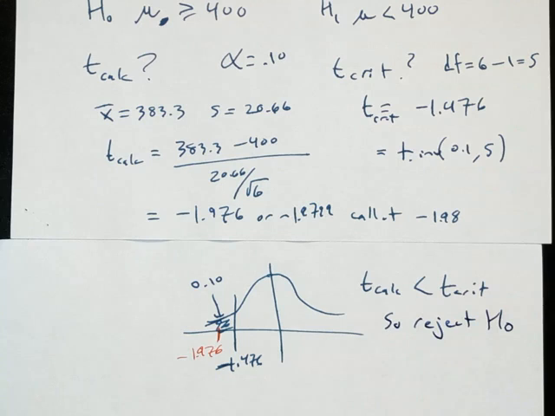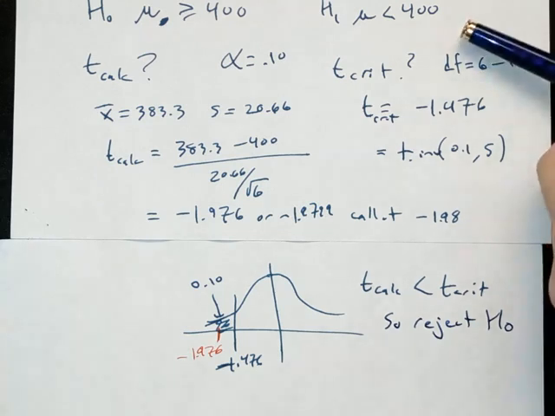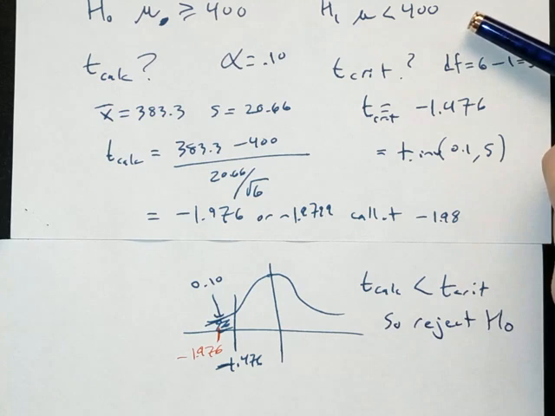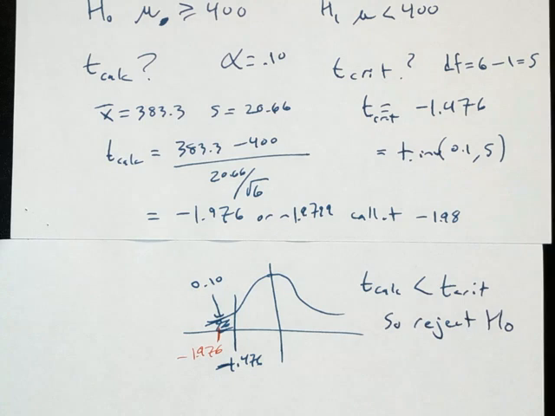Wait a minute, that means that the thing that is correct is my alternate hypothesis. So I believe that the advertising for this paint company is false. I now have reason to doubt their advertisement. Your can says it'll cover 400 square feet, but I don't get an average of 400 square feet. I get less than that. And I got so much less by comparison to the standard error that I think you've told me a lie.